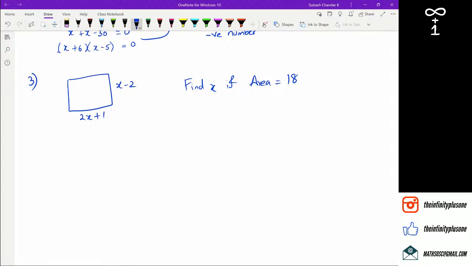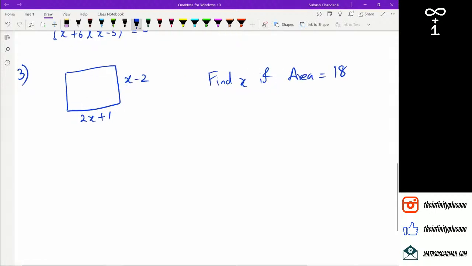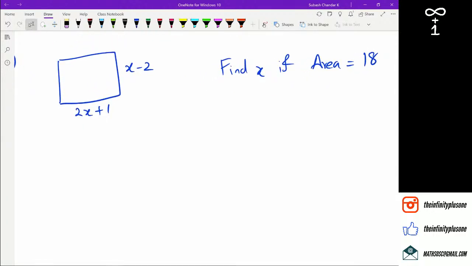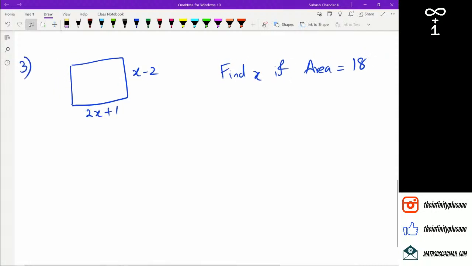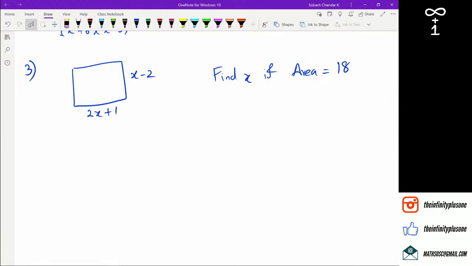So basically what I've got here is the rectangle with sides x minus 2 and 2x plus 1, and I'm going to ask you guys to find x if the area equals 18. And like I said before, like the previous questions that we've been doing, this is a borderline merit question.